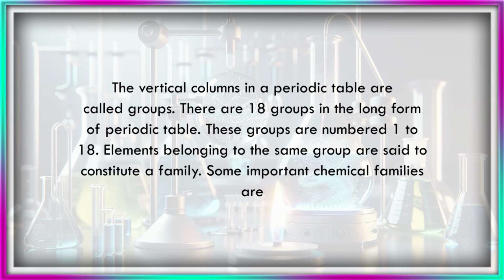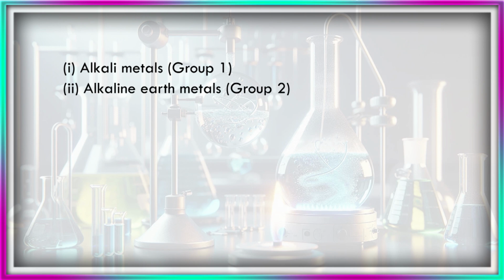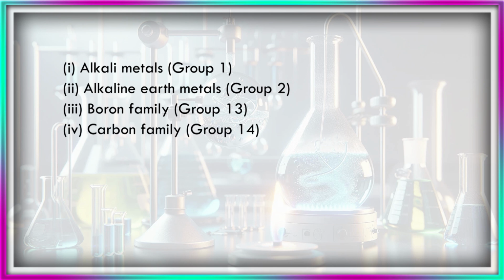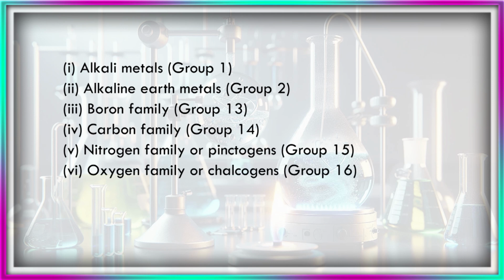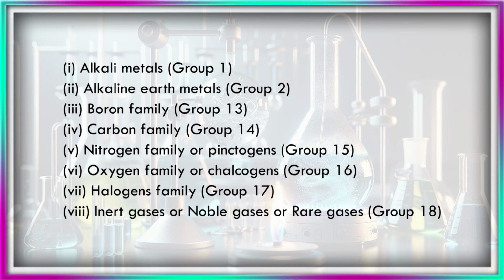Some important chemical families are: 1. Alkali metals, Group 1. 2. Alkaline earth metals, Group 2. 3. Boron family, Group 13. 4. Carbon family, Group 14. 5. Nitrogen family or pnictogens, Group 15. 6. Oxygen family or chalcogens, Group 16. 7. Halogens family, Group 17. 8. Inert gases or noble gases or rare gases, Group 18.